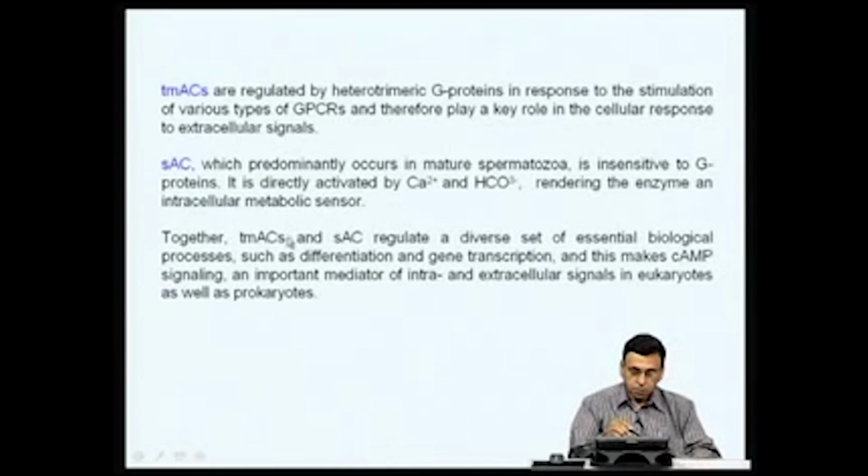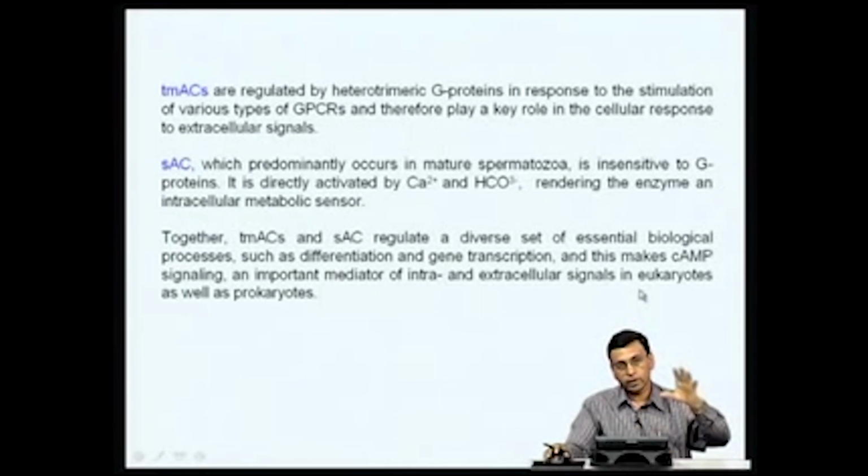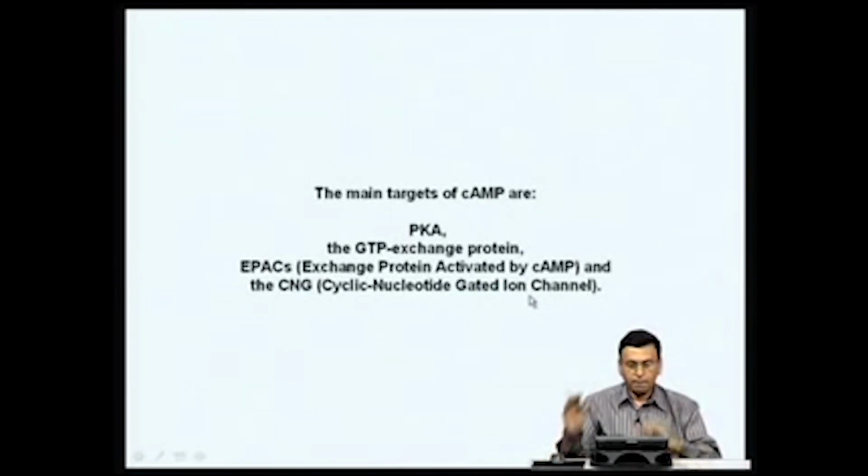Together, the transmembrane adenylyl cyclases and soluble adenylyl cyclase regulate a diverse set of essential biological processes, which include differentiation and gene transcription, and therefore make cyclic AMP signaling a very important mediator of intra and extracellular signals in eukaryotes as well as in prokaryotes. In prokaryotes, we already studied in the first class how cyclic AMP regulates glucose metabolism in prokaryotic cells like E. coli. The main targets of cyclic AMP are protein kinase A, the exchange proteins activated by cyclic AMP (EPACs), and the cyclic nucleotide gated ion channels (CNG).